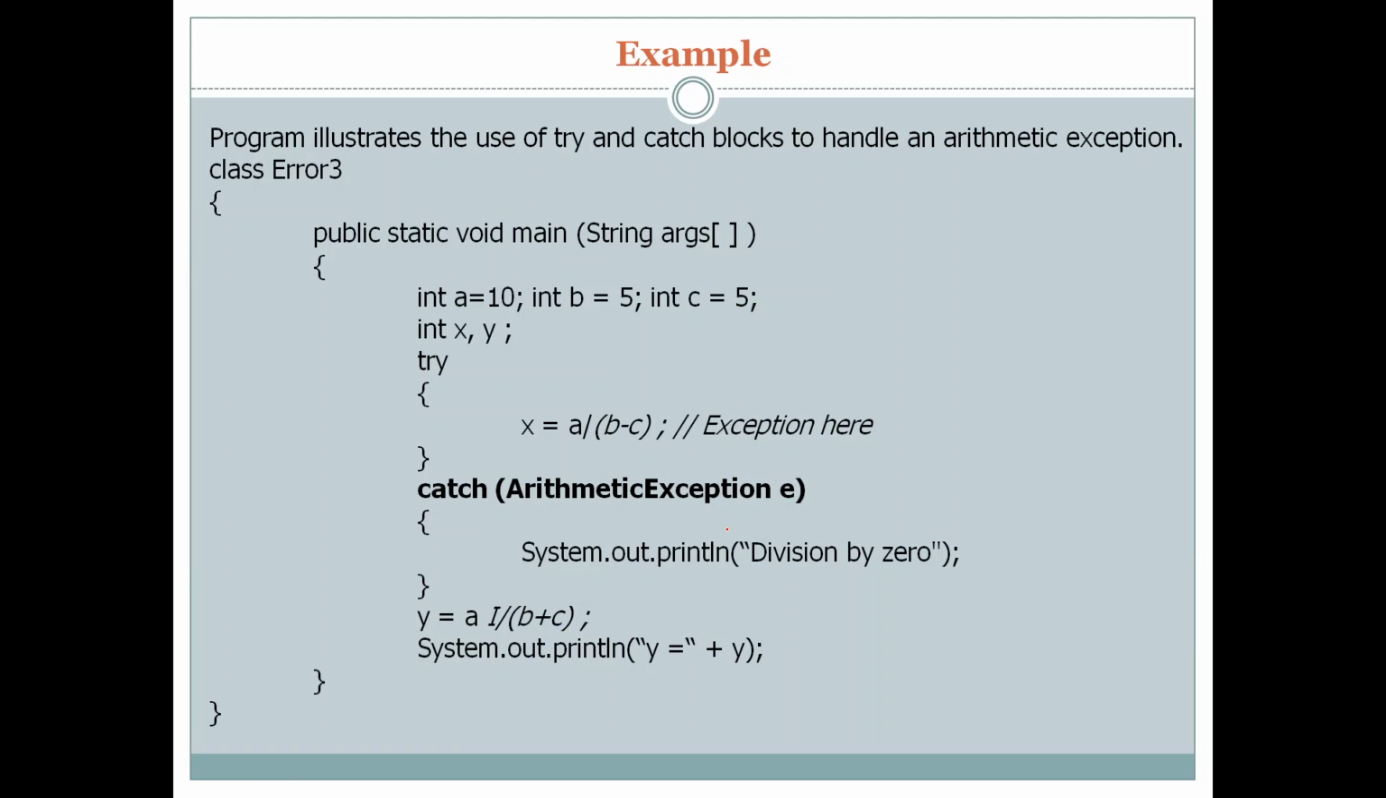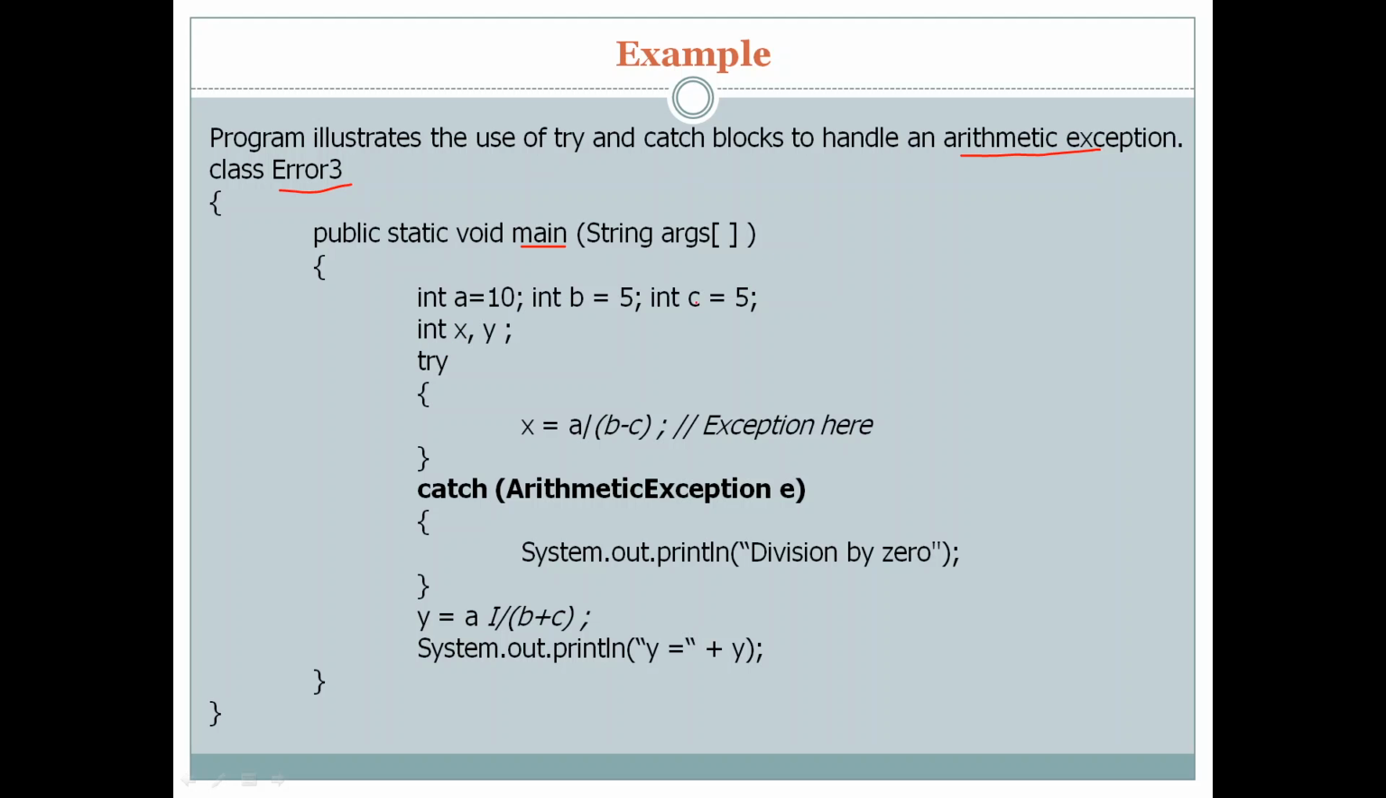Next, let us look at one example which is used to handle exceptions. This program illustrates the use of try and catch blocks to handle arithmetic exception. Now we have a class, then the main function. Inside the main function, we have defined certain variables. The variable declaration is not included in the try block because it is straightforward and may not generate any exception. Declaring a variable, so that code is not included in the try block.